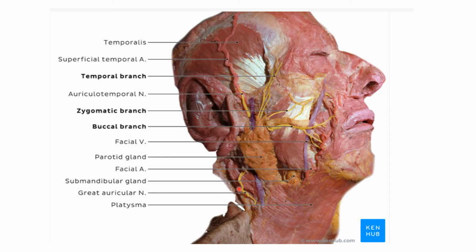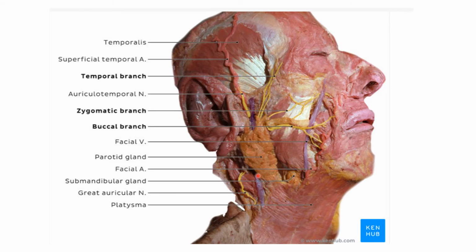Apart from that, we have certain more branches, that is your auriculotemporal nerve. This is again one sensory branch coming from the trigeminal nerve divisions, the upper divisions, and then we have the greater auricular nerve, which you can see here. These are the branches which come from your trigeminal nerve.